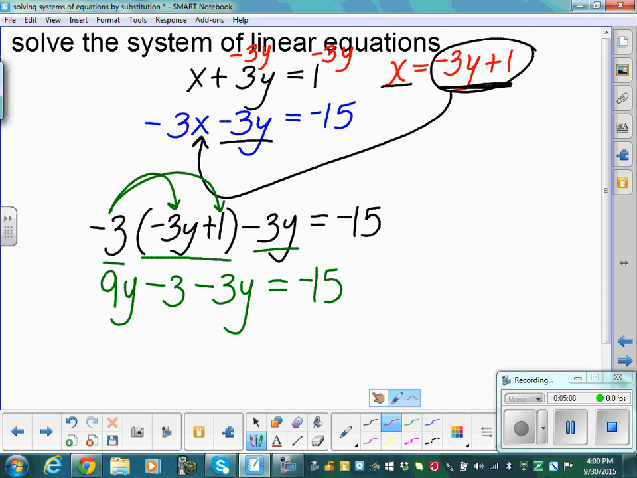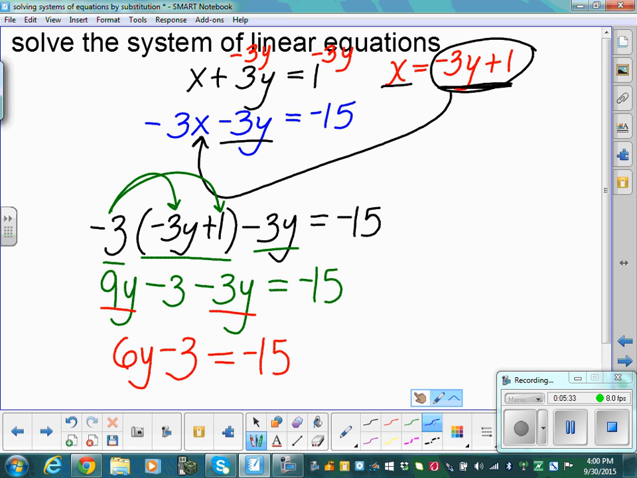Now I'm going to combine all like terms. So I have 9y's minus 3y's, and that gives me positive 6y's. So I have 6y minus 3 is equal to negative 15. Now remember our goal. We're trying to solve for the variable. We're trying to get y all by itself.